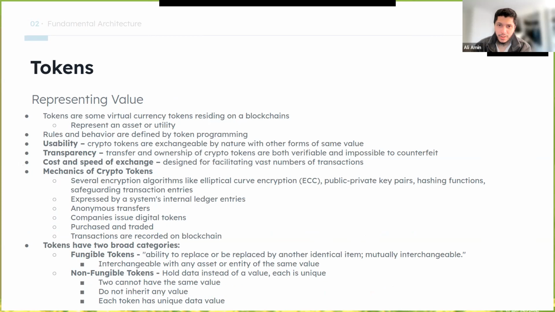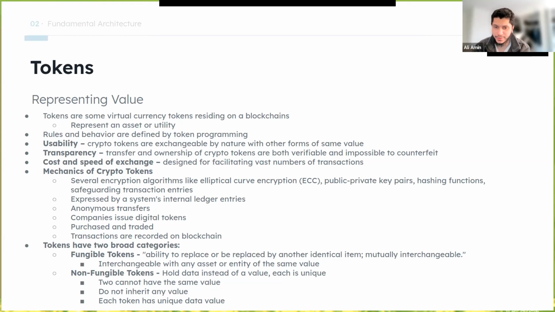When we're talking about tokens on blockchains, they live on the blockchain. They either represent an asset or a utility. So either they represent something which somebody owns, or something which is going to happen. Their rules of behavior are defined by token programming. Some of the features: usability. Crypto tokens are exchangeable by nature or in some other forms of the same value. So you can buy and sell. You could buy a token with a cryptocurrency, or you could trade tokens.